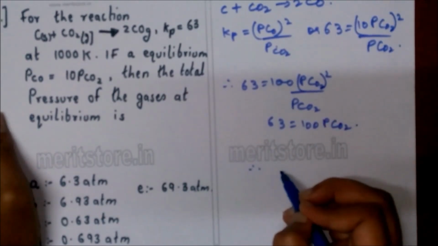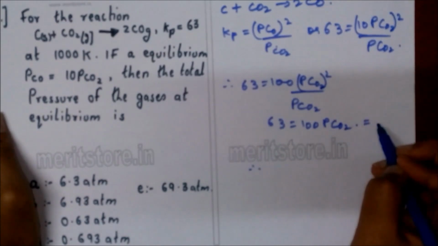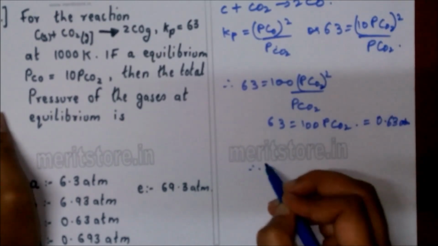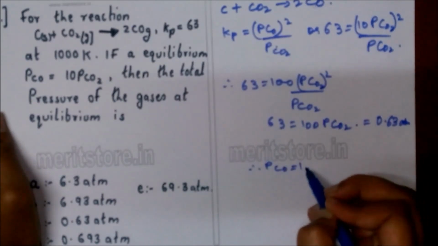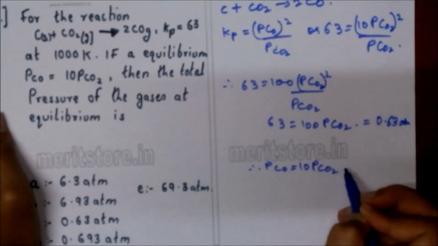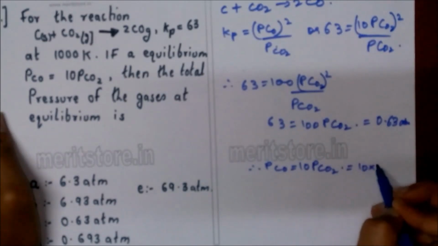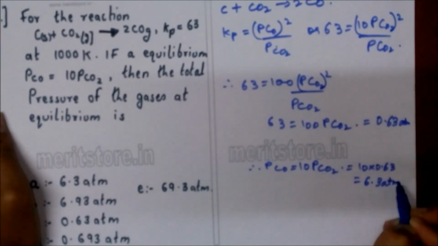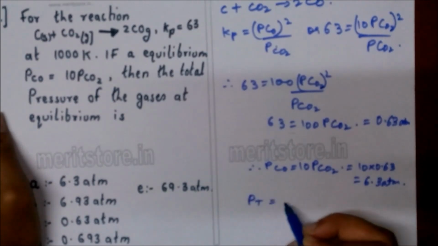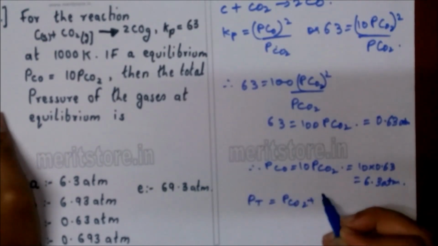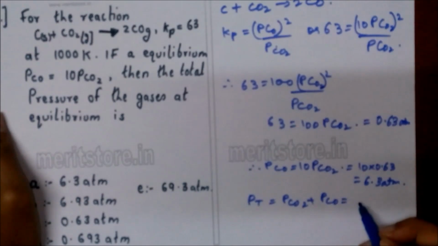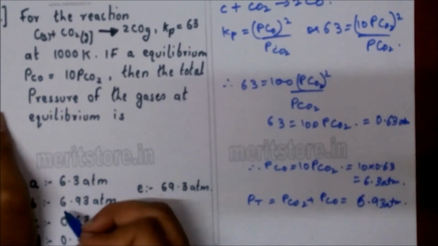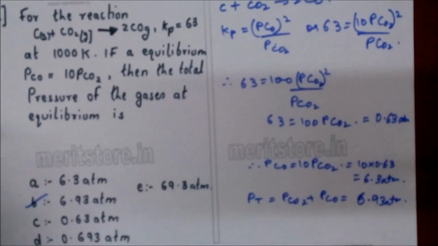Therefore value of PCO2 is equal to 0.63 atmosphere. Now PCO is equal to 10 times of PCO2. So we can write 10 into 0.63, which is equal to 6.3 atmosphere. Now total pressure is equal to PCO2 plus PCO. So it is equal to 6.93 atmosphere. Option B is the correct answer.